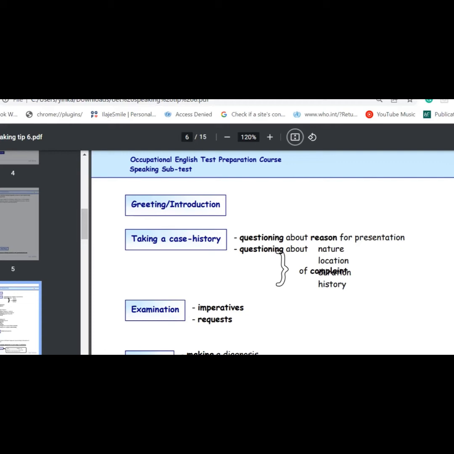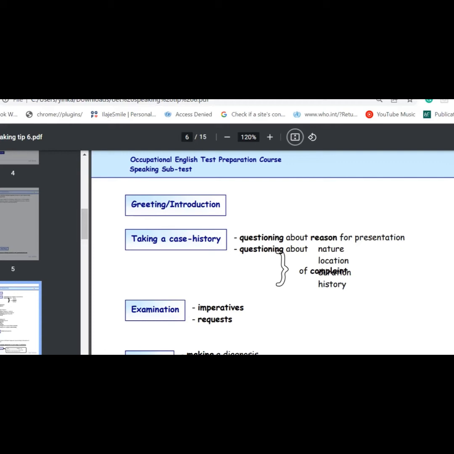Now, take a case history. How do you take a case history? Question about the reason for the presentation. Why did they come? What's the nature, the location of the complaint, and so on. You know how you take a case history. But remember, you are timed. You have 10 minutes for each role play card. That means you have 20 for both. So you need to be able to complete the task. You need to put that in mind.